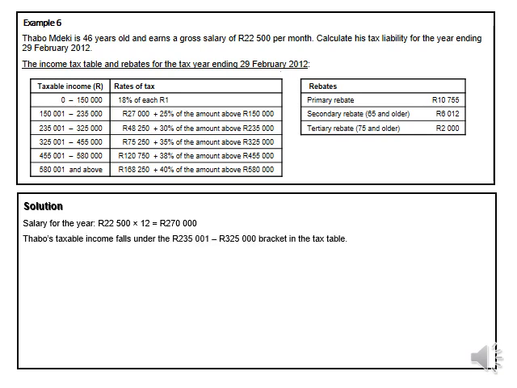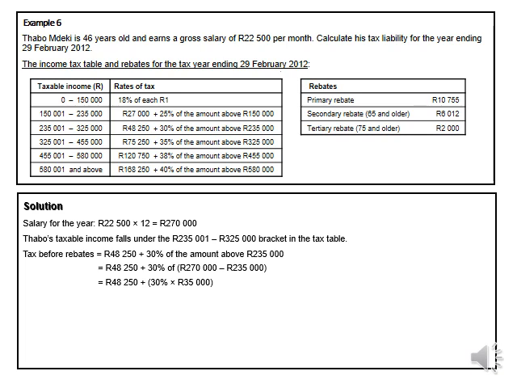So if we look at the table there, his taxable income falls under the bracket of 235,001 to 325,000. So the tax before rebates is 48,250 plus 30% of the amount above 235,000. So we need to get the difference between his income, which is 270,000, and 235,000, and we need to calculate 30% of that. So it's 30% of 35,000, which is 10,500, added to the 48,250, giving a total tax before rebates of 58,750.